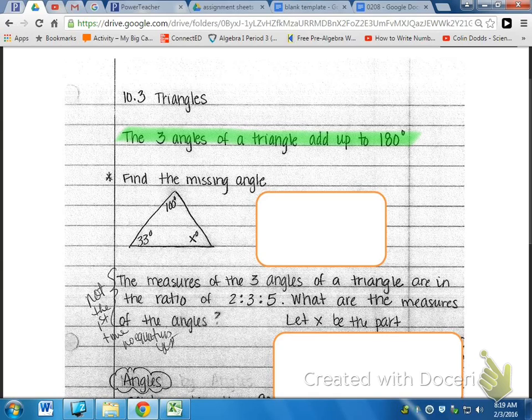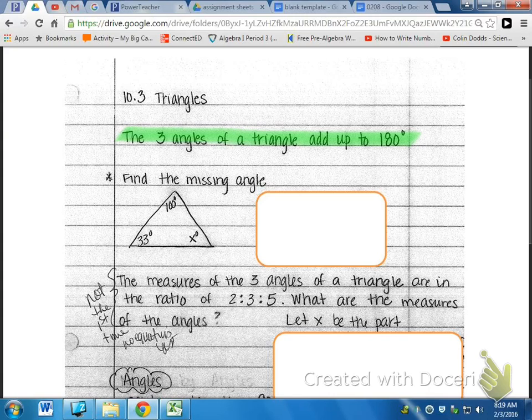So part of the problems that you're going to be dealing with is finding missing information or missing angle measures, and this is what I'd like for you to do. Since all three angles add up to 180, you should set up an equation. Okay, so I'm going to ask that you definitely set up an equation, even though you could probably do it without, but for those that you can, I want you to practice it.